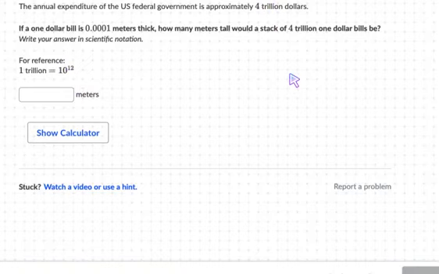So go ahead and pause the video, see if you can figure out the operation, add, subtract, multiply, or divide, and then try this problem on your own.